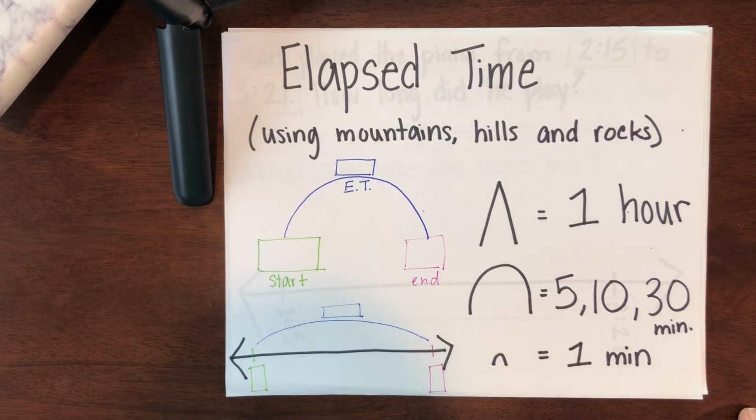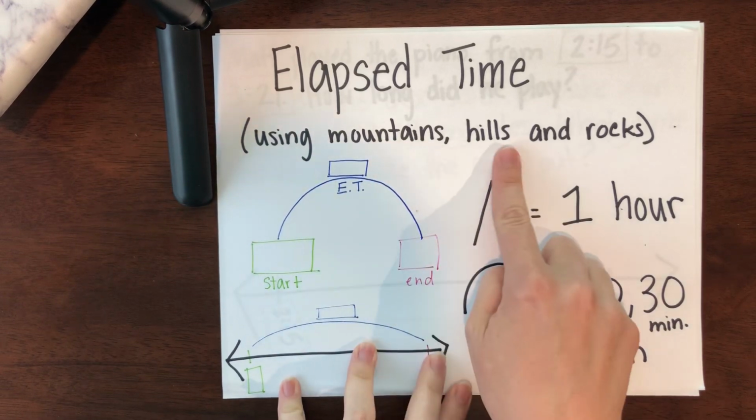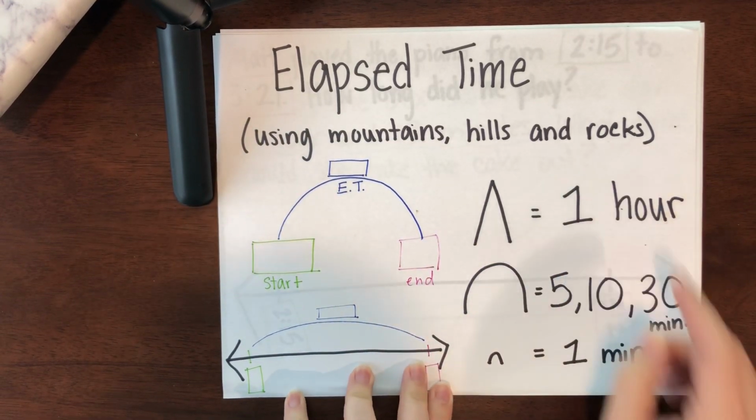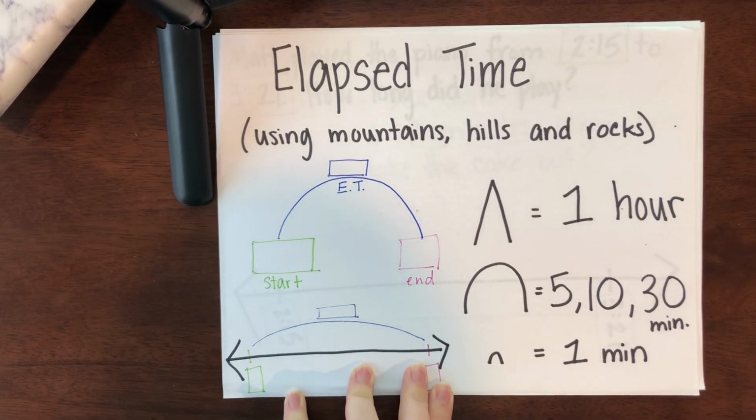in between two different times. So for example, if I started class at 2 o'clock, or I guess more realistically, if I started class at 8:40 and math lasted an hour, what time did math class end? So the correct time would be 9:40. So I'm going to be showing you guys a strategy today that's called mountains, hills, and rocks to figure out the elapsed time of a problem.